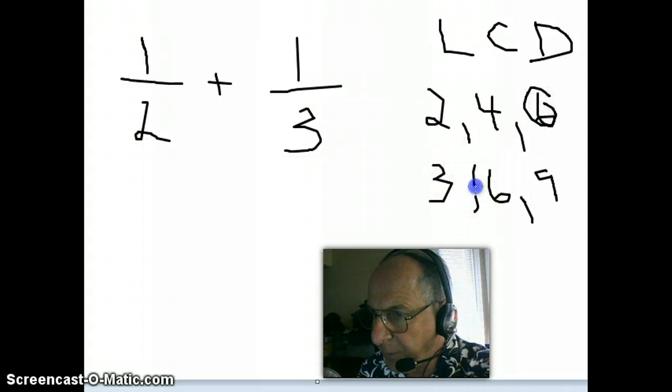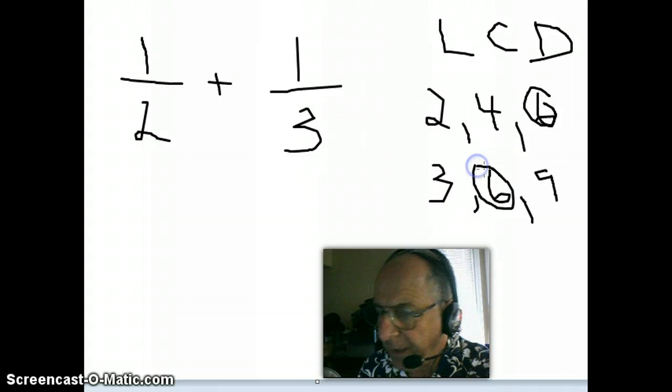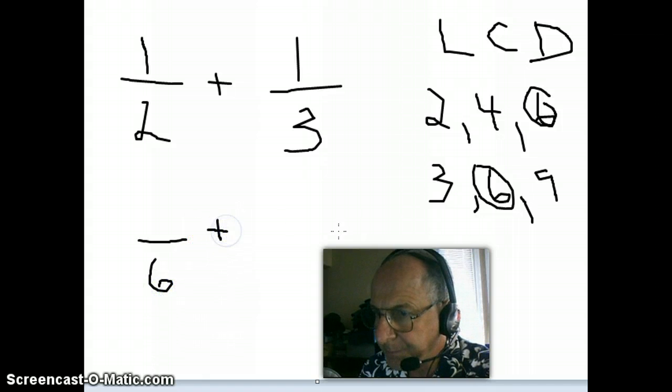So the number 6 will be the denominator of the new fraction, so that we will allow it to be added together. So we'll write both fractions with a denominator of 6 below.